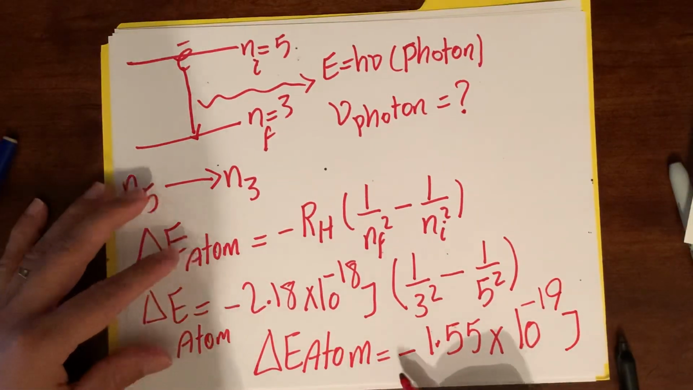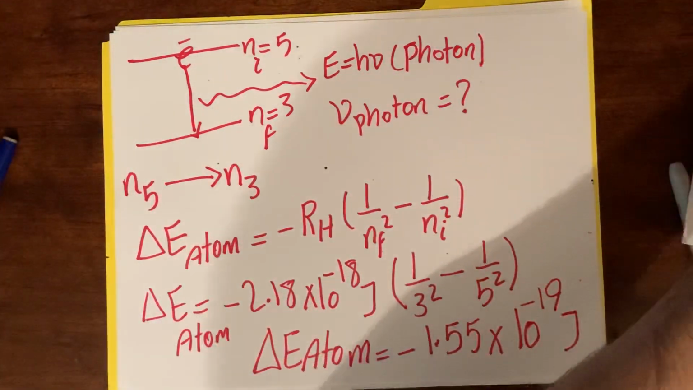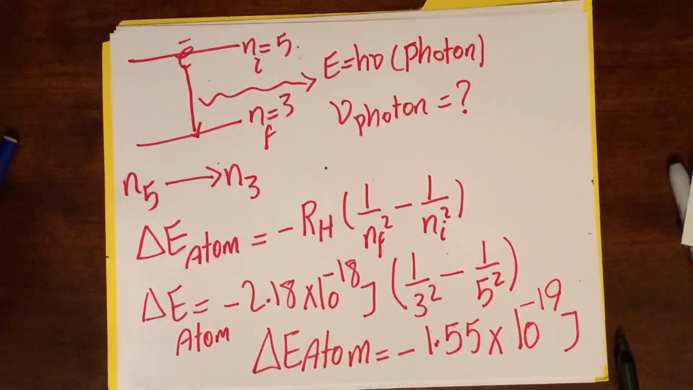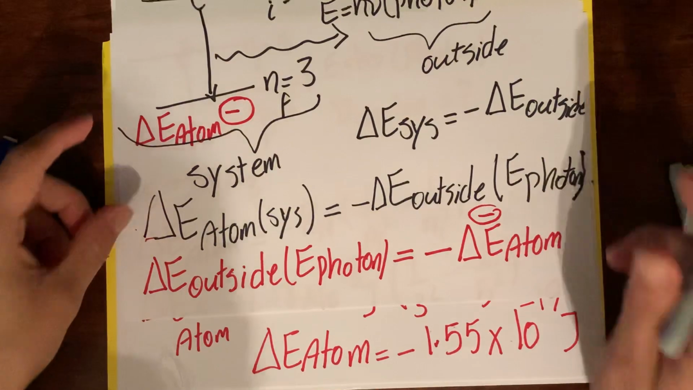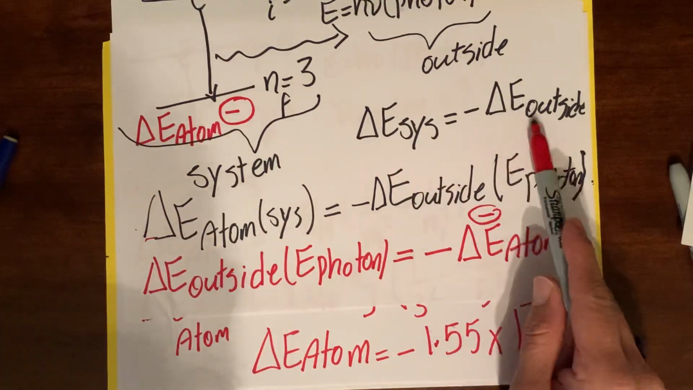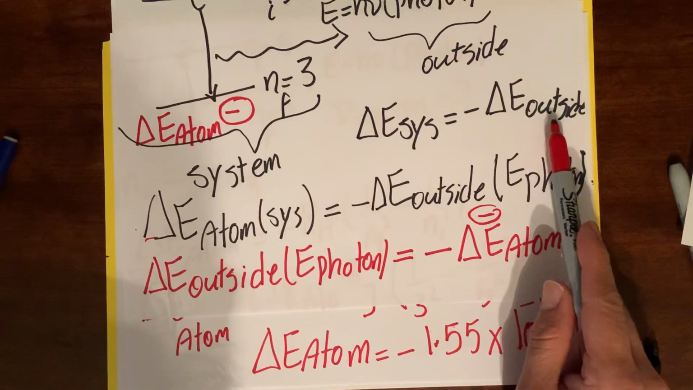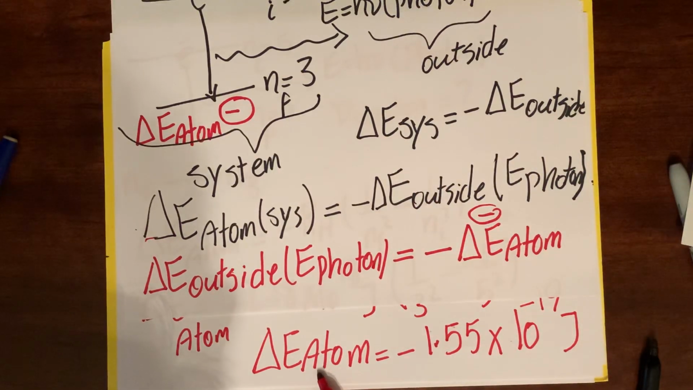Look at this one. We got the energy negative. And as I said, we need to fix it. We got the energy negative, so we need to fix it. And the way we fix it, we're going to use this fact: that delta E for the system is equal to minus delta E of the outside. Delta E of the system is going to be equal to delta E of the atom, and is equal to this number.